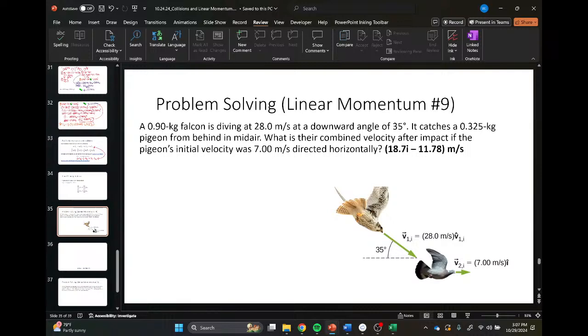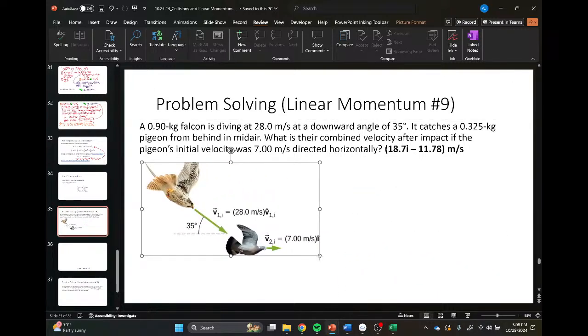Okay, so let's do this one, y'all. A 0.9 kilogram falcon is diving at 28 meters per second on a downward angle of 35 degrees. It catches a 0.325 kilogram pigeon from behind. What is their combined velocity? They're hugging. Afterwards, if the pigeon's initial velocity was 7 meters per second, to the right. All right.